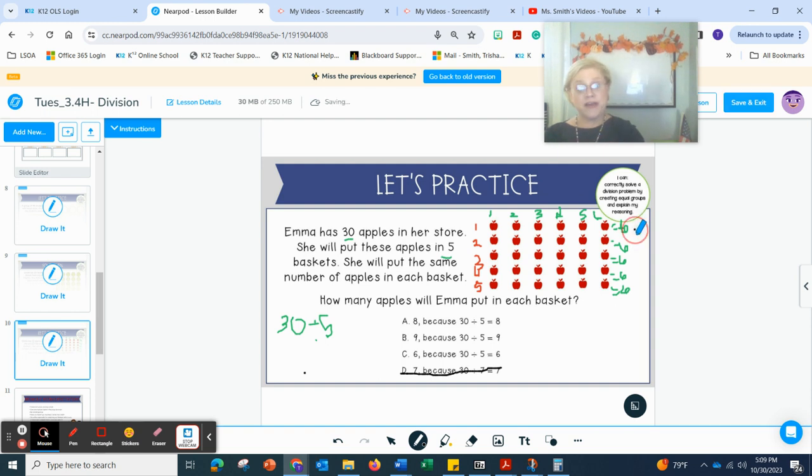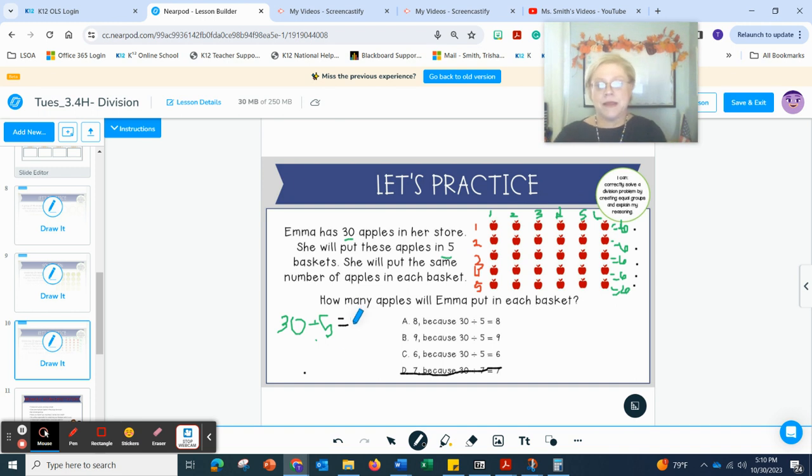There's 6. How many apples were in row 2? 6. What about row 3? 6. What about row 4? 6. What about row 5? 6. So how many apples are in each row? 6. So 30 divided by, broken up into groups of 5 equals 6.